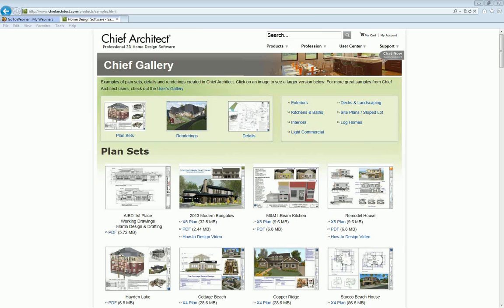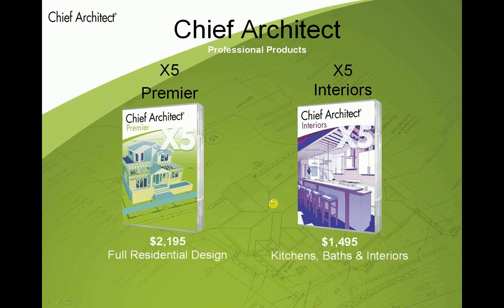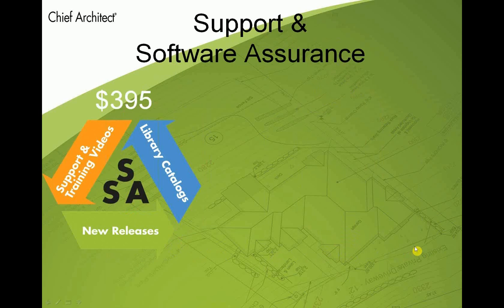Alright, so with the two products, the Premier or the Interiors, that have that full interior capability, the Premier is $2,195, and it's that full residential. We also have the Interiors at $1,495. Besides just the program, we have something called Support and Software Assurance. This is $395 each year.